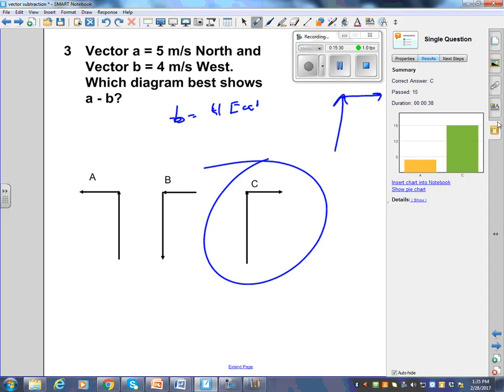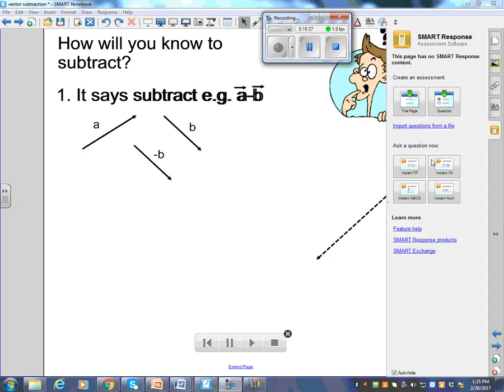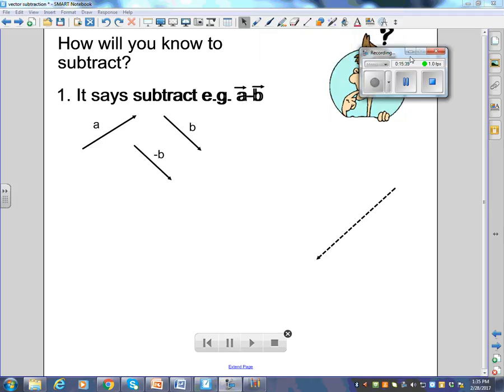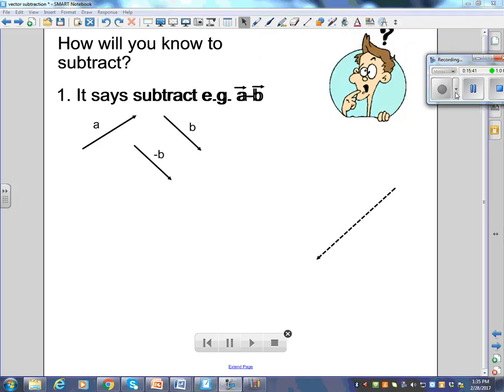Which one do you flip? The one you're subtracting. This is the hard part. How do I know to subtract, Mr. Ben? Well, the easiest way is because it says subtract, like A minus B, right? So here's A. Oh, that's not minus B, is it? Nope, it ain't.